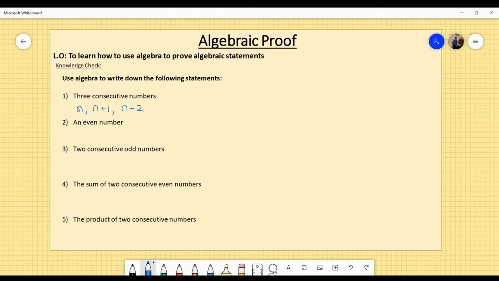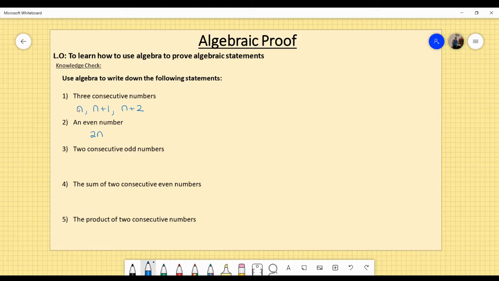Now, in theory, you can do n minus 1, n plus 1. There are a variety of them, but these ones mean that you always deal with positives and it makes life a little bit easier. Okay, for something to be an even number, it needs to be a multiple of 2, and therefore, whatever number we think of, i.e. n, we can always make it even by multiplying it by 2. So any even number can be written as 2n.